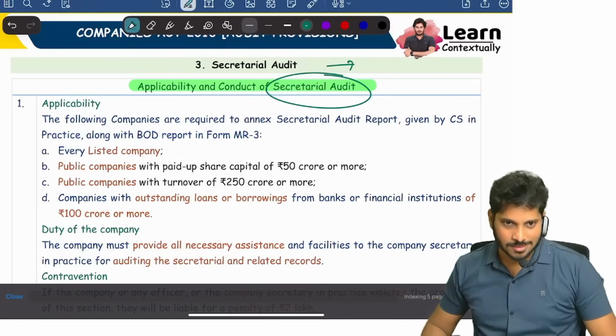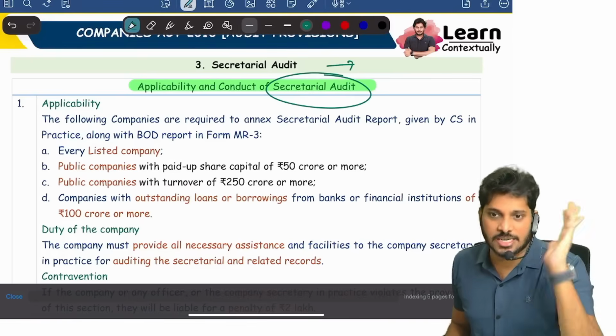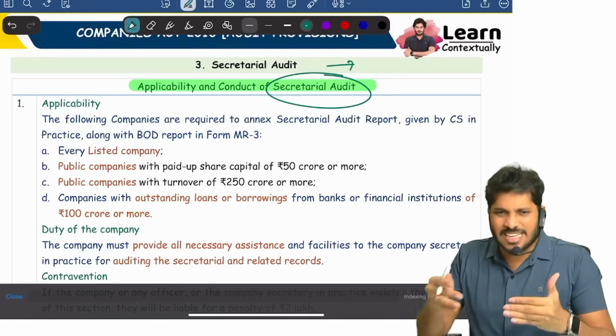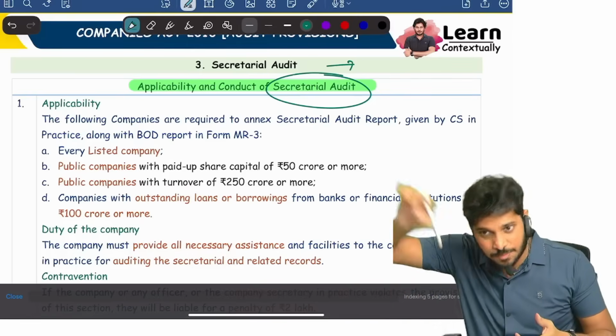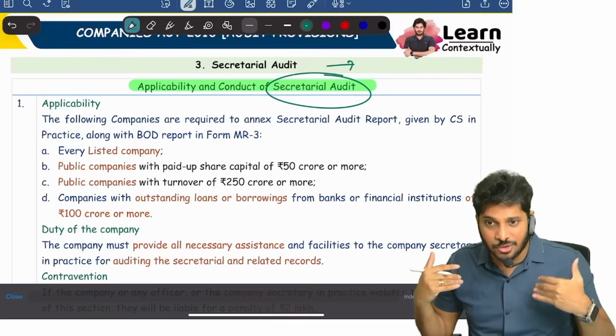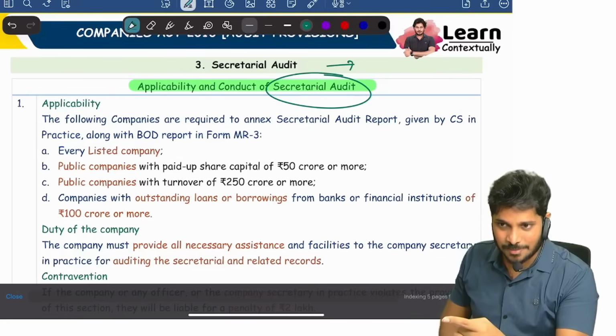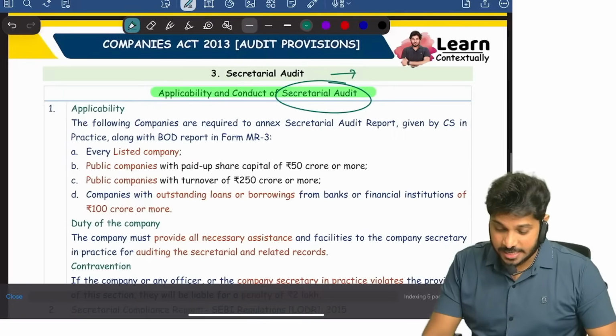That's it. Able to understand? There will be so many laws and regulations which a company is generally subjected to. Now, whether the company is complying, doing their business as per the law or not, how do people know? How does the government know? Through secretarial audit. Especially in listed companies, there is something called secretarial compliance report.